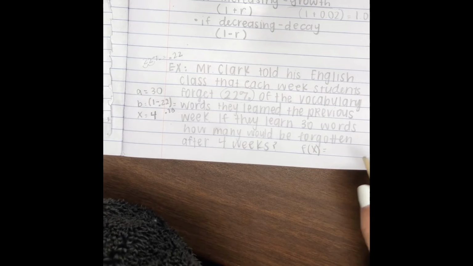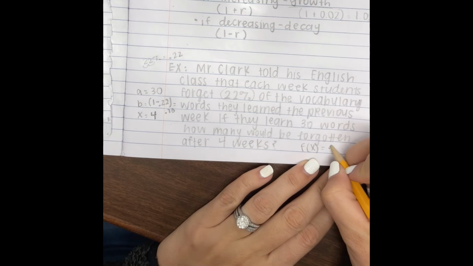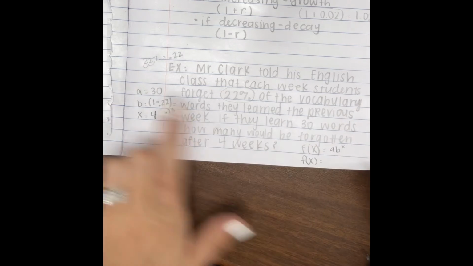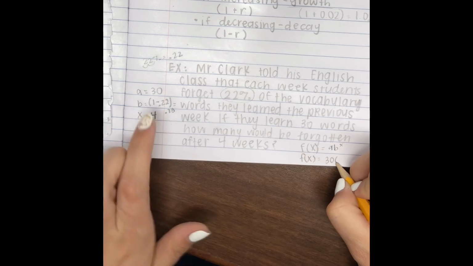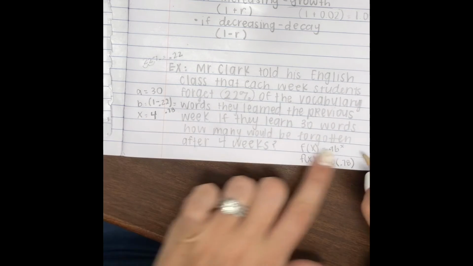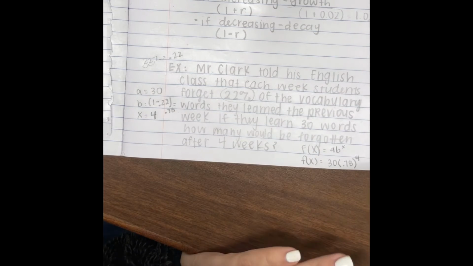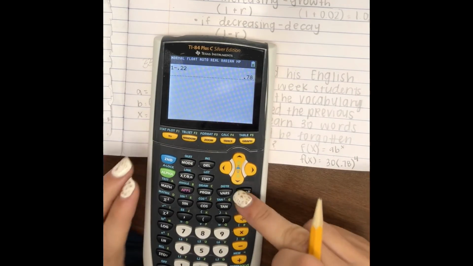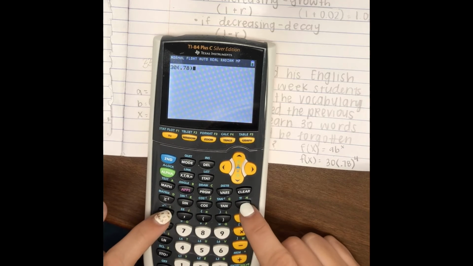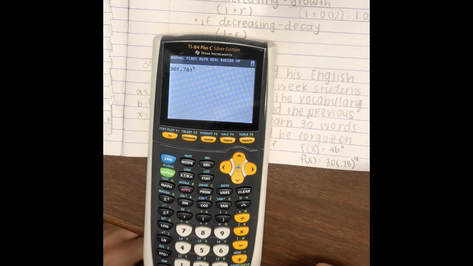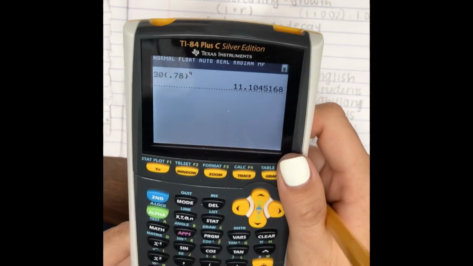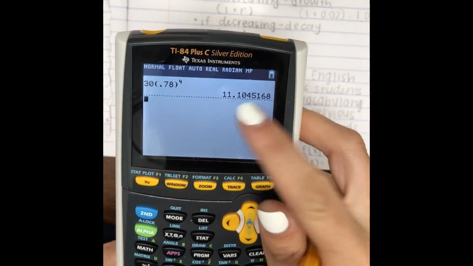Okay, so we're going to plug that in. f(x) equals a times b raised to the power of x. So we're going to have f of x equals my a, which is 30, times b, which is 0.78, raised to the power of x, and our x is going to be 4. Okay, so we're going to type that into our calculator. So 30 times 0.78, and I'm going to raise that to the power of 4. And I get approximately 11. Okay, if we round it to the nearest whole number, we would get 11.